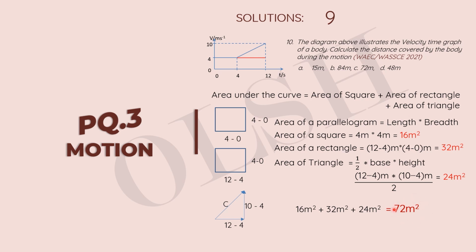This 72 meters squared now is the total area of the shape, but it is also the distance covered. So the distance covered here now becomes 72 meters. Okay, so that's the right option, C, 72 meters.